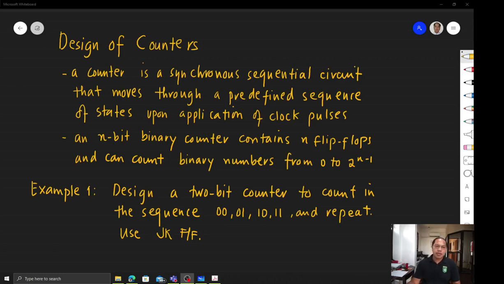So now let us design a simple counter using JK flip-flop. A counter is a synchronous sequential circuit that moves through a predefined sequence of states upon application of clock pulses. An n-bit binary counter contains n flip-flops and can count binary numbers from 0 to 2 to the n minus 1. So let us have an example.